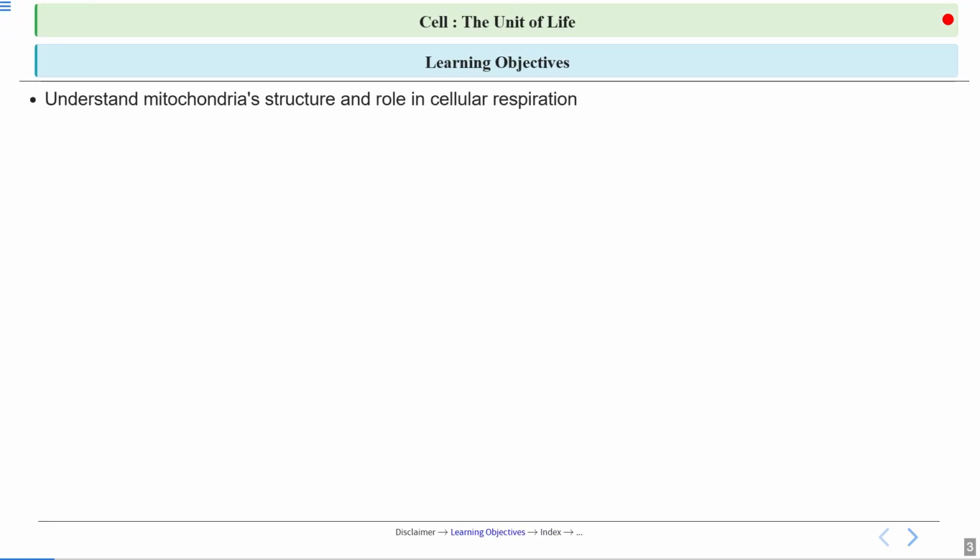So what are the objectives of today's session? Today we'll be talking about mitochondria. We will understand the structure of the mitochondria and its functions in cellular respiration. Cellular respiration is the respiration occurring within the cell. It is the aerobic respiration within the cell by which energy is produced in the form of ATP.